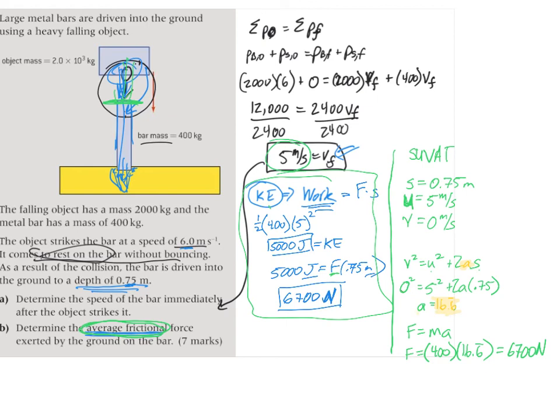So the acceleration here, of course, is due to friction. So force equals mass times acceleration. The mass of my bar was 400, so 400 times 16.666, again, to two significant figures, gives me my answer of 6,700 newtons, which you will find is exactly the same answer that we got before.